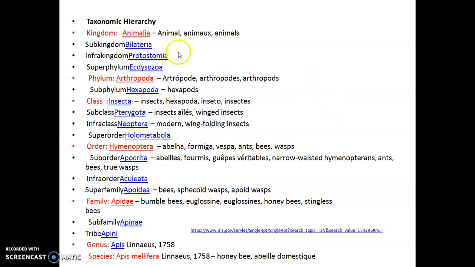Let's see the taxonomic hierarchy of this particular insect, Apis mellifera or other species of Apis. It belongs to kingdom Animalia, phylum Arthropoda, order Hymenoptera, family Apidae, and genus Apis. The species are Apis mellifera, Apis mellifica, Apis dorsata. These are the different species of this honeybee. Beeswax is produced by the worker honeybees themselves.